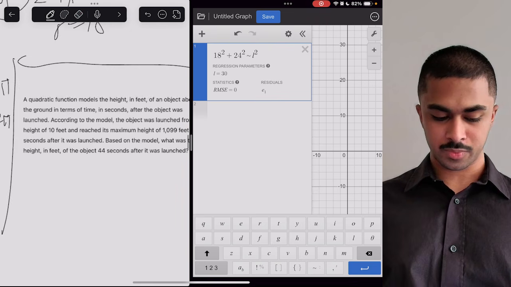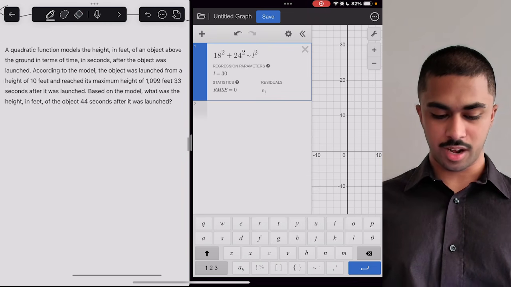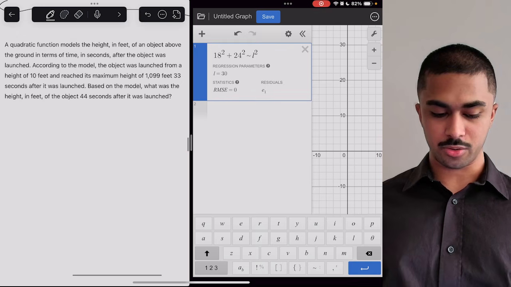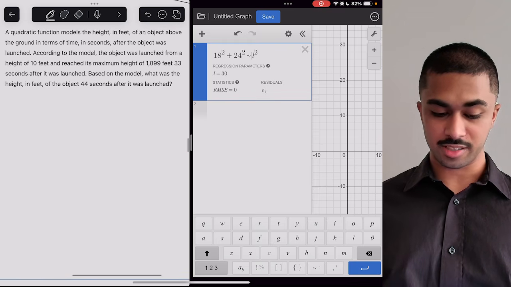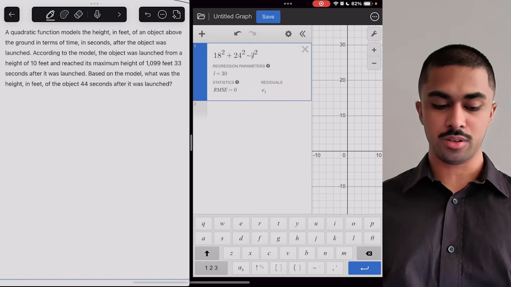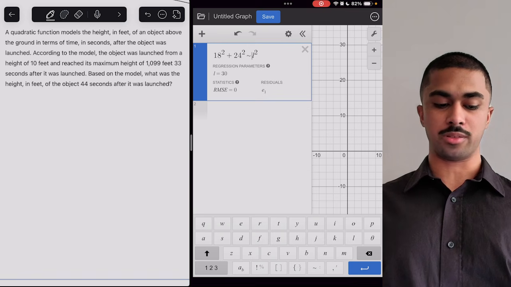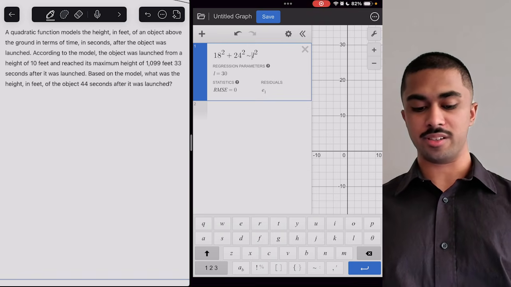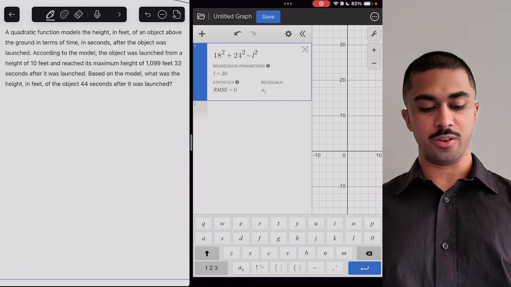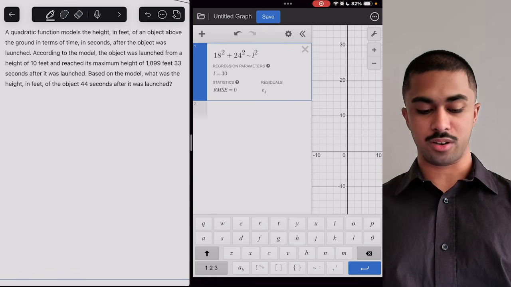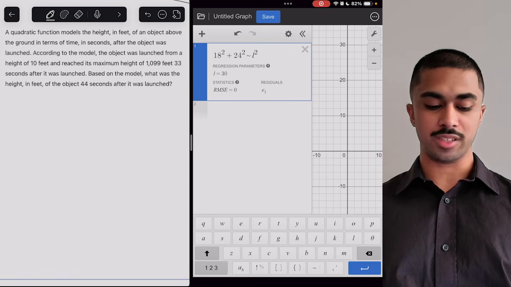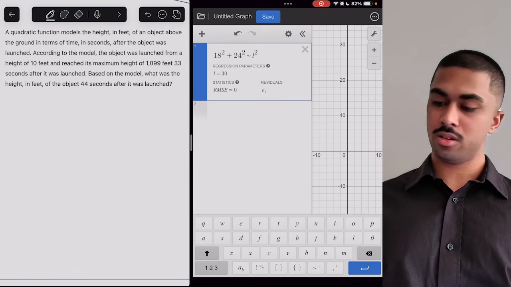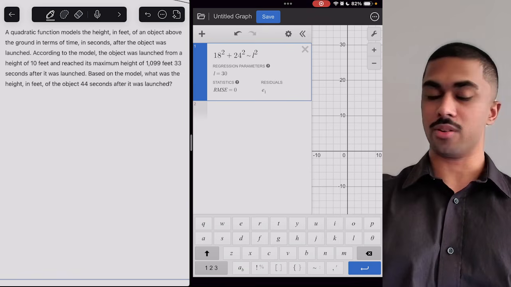Let's move on. A quadratic function models the height in feet of an object above the ground in terms of time in seconds after the object was launched. According to the model, the object was launched from a height of 10 feet and reached its maximum height of 1,099 feet in 33 seconds after it was launched. Based on the model, what was the height in feet of the object 44 seconds after it was launched?